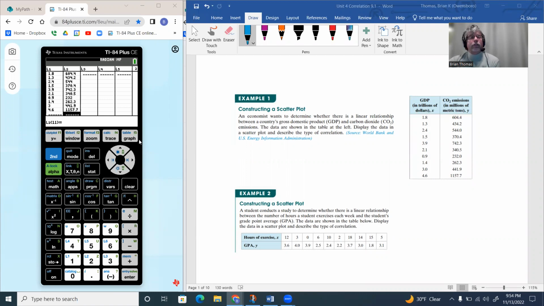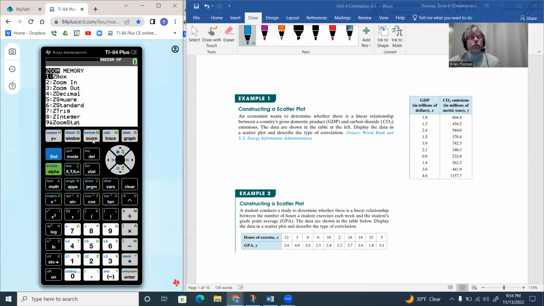Now to graph it, what we do is we hit zoom, and it's number 9. See, it says ZoomStat, hit enter there. And that'll create our stat plot. So that's what our stat plot is going to look like.